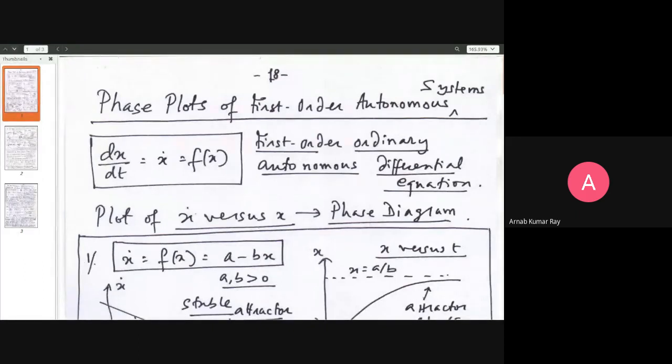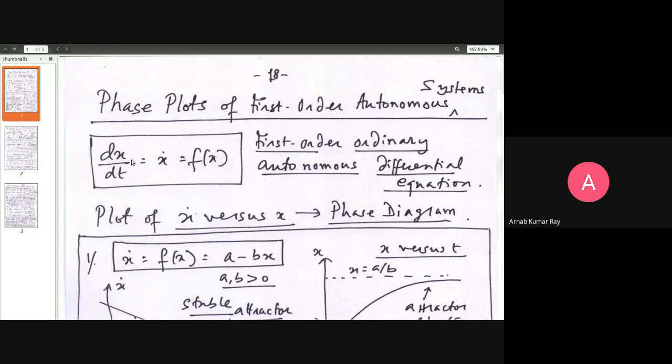This is a very simple mathematical discussion. You are familiar with the first order ordinary autonomous differential equation dx/dt, that is x dot, is equal to f(x), right? Phase plots of first order autonomous system. What is a phase plot? A phase plot is a very simple thing. It's simpler than what you have done so far.